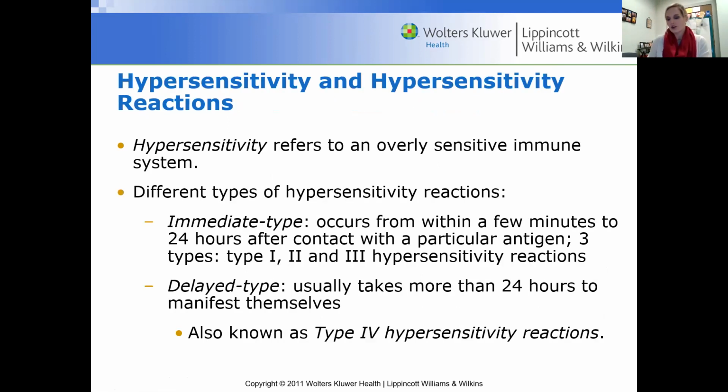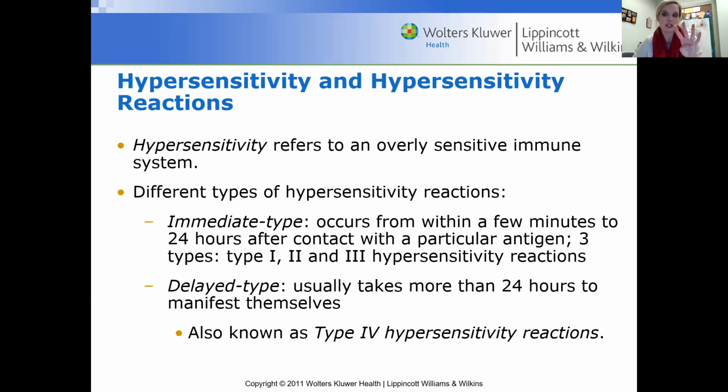All right, let's get into what's called hypersensitivity. So in finishing up and talking about our immune system again, it is a response to pathogens, right? Our body is being infected by these antigens, these foreign invaders, and we are responding to that. Hypersensitivity refers to when we maybe overly respond. So it's an overly sensitive immune system. There's different types of hypersensitivity reactions.